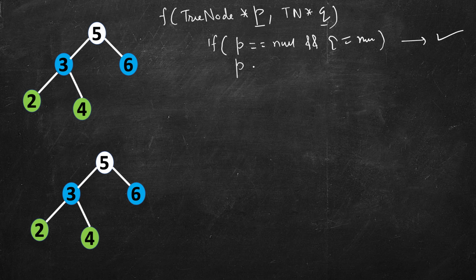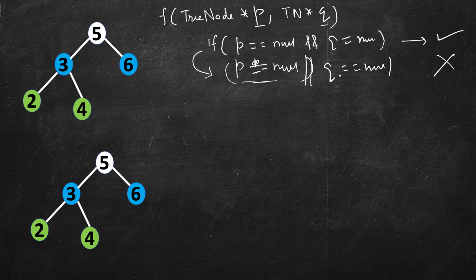If one of them is null, or Q is null, then return false. So if both are null, it will return from here itself. So it proceeded here, that means both are not null. But if one of them is null, then that means other is not null, because both cannot be null here. If both were null, we would have returned from here. So in this case, we return false.